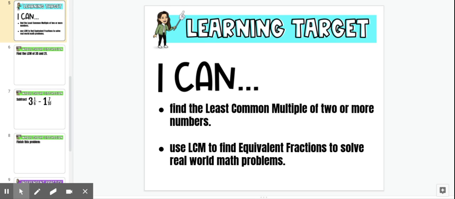In this video, we are going to talk about finding the least common multiple of two or more numbers. And we're really just focusing on two numbers. And then using least common multiple to find equivalent fractions in order to solve real world problems, which is really what this unit focused on this time.